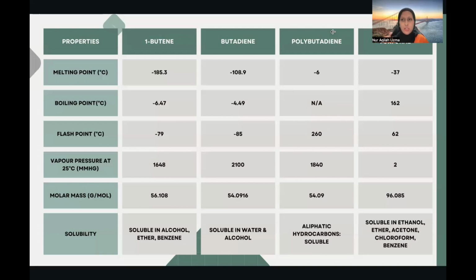Lastly, we have furfural, which has a melting point of negative 37 degrees Celsius, a boiling point of 162 degrees Celsius, and a flash point of 62 degrees Celsius. It also has a vapor pressure at 25 degrees Celsius of 2 mmHg and a molar mass of 96.085 gram per mole. Furfural is soluble in ethanol, ether, acetone, chloroform, and also benzene.